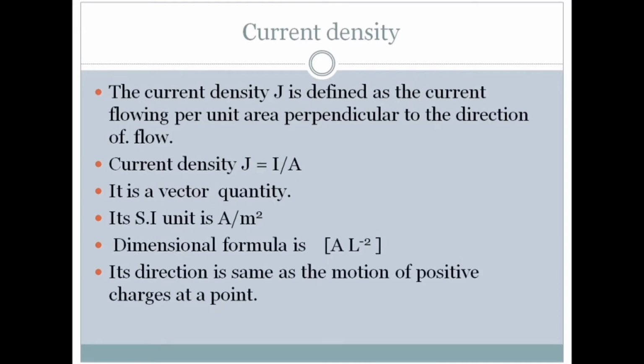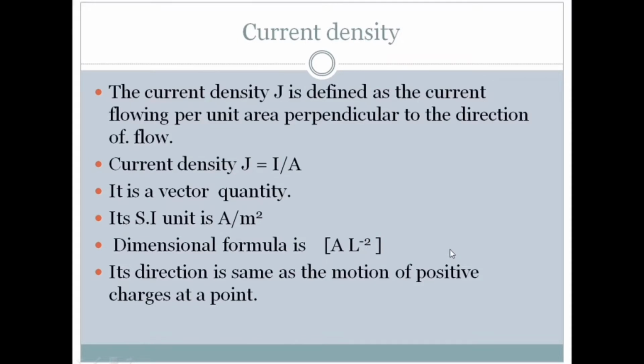Next, current density. Current density is denoted by the symbol J and is defined as the current flowing per unit area perpendicular to the direction of flow. Mathematically, current density J is equal to I upon A, where I is the current and A is the area. Current density is a vector quantity. The SI unit of current density is ampere per meter square. Dimensional formula is A L raised to power minus 2.